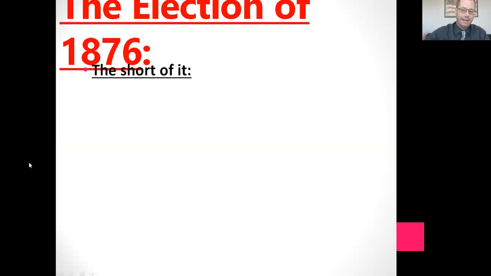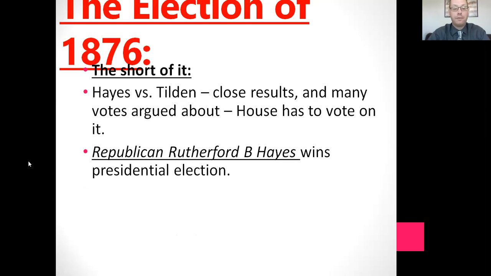By the time we're in 1876, there's an election, and you're like, 1876, the war started in 1861. Yeah, it ends in 1865. We're 11 years later. There ends up being debate over who could win the election. And as it says, the short of it, Rutherford B. Hayes and Samuel Tilden have an election. It's too close to tally regularly, so the House has to vote on it. The Republican candidate, Hayes, wins the election.